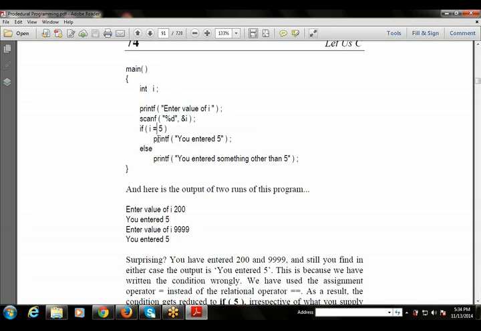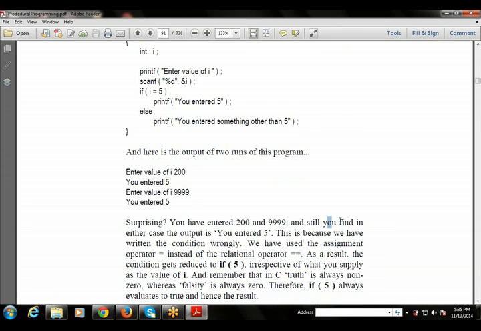Why is the output always 5? Because we have assigned the value, not compared the value. This is the most important point. Surprisingly, you enter 200, 999 and still you find the same output, that is 5. This is because we have written the condition wrongly. We have used the assignment operator equals instead of the relational operator, that is, the comparison operator.